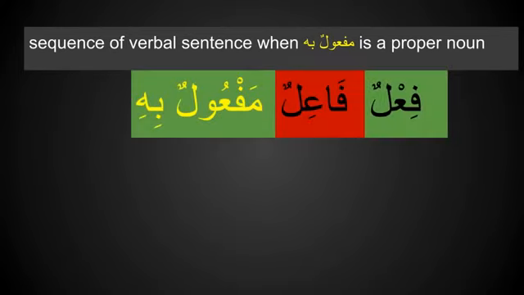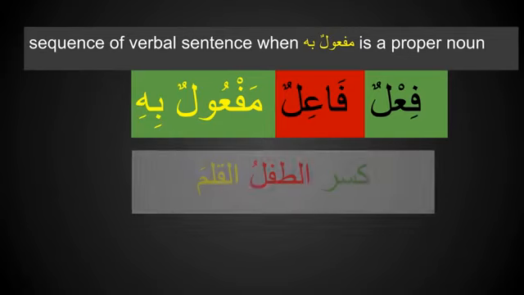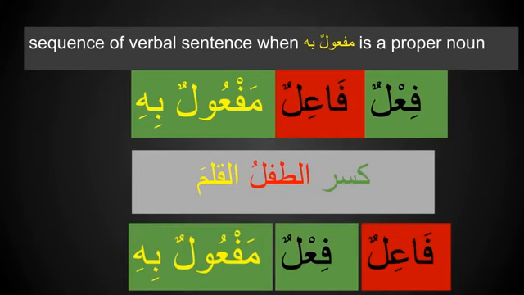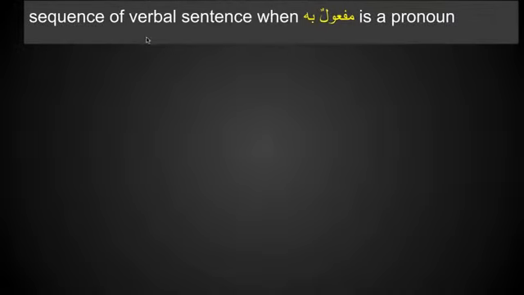However, when we translate, the translation sequence will be, for example, Kasara at-tiflu al-qalama, the child broke the pen, and the translation sequence is Fa'il, Fa'al and Maf'ulun Bihi. However, instead of using a noun, we can use a pronoun. So what is the sequence of a verbal sentence when Maf'ulun Bihi is a pronoun?